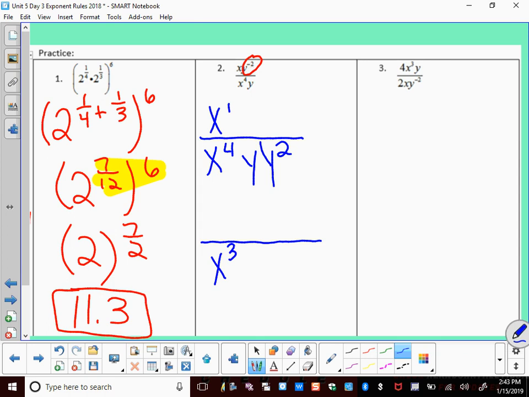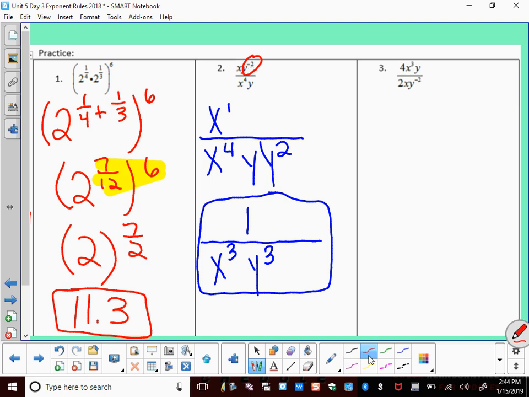Then I have y to the 1st times y to the 2nd. If I multiply the same base, I add my exponents. So what's 1 plus 2? There's nothing on top. What can I put there? A 1. If it starts as a fraction, you have to keep it a fraction, unless everything on the bottom cancels out, and then you can get rid of that fraction.